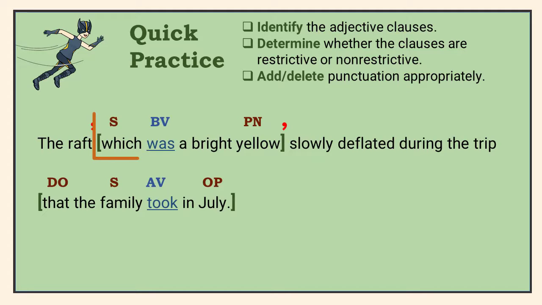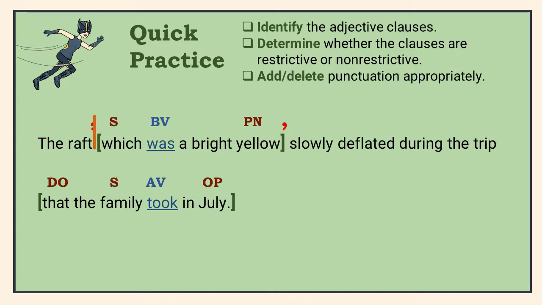Which is the relative pronoun standing in for raft and functioning as the subject in the adjective clause. The color of the raft is non-essential information, so we use commas on both sides. In the second adjective clause, that is the relative pronoun functioning as the direct object, standing in for the trip. Because the clause restricts the number of possible trips to the specific one in July, the clause is essential, so no commas.